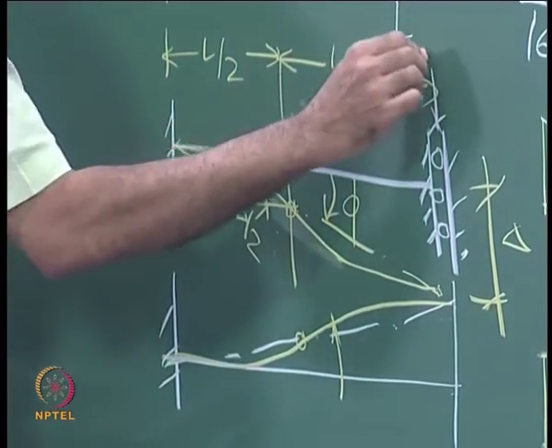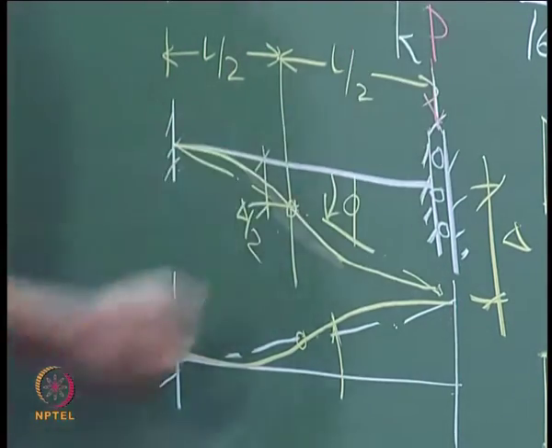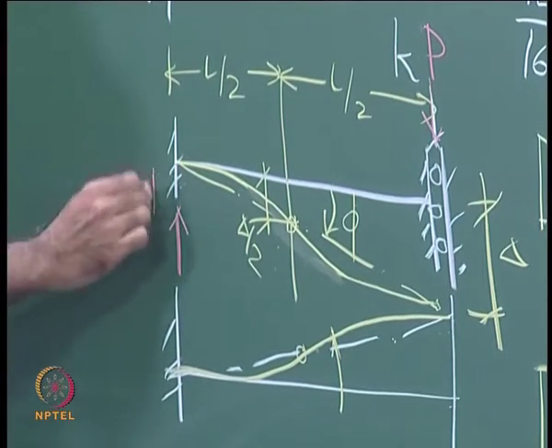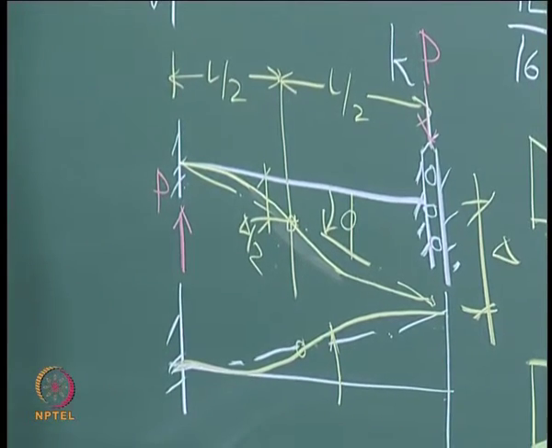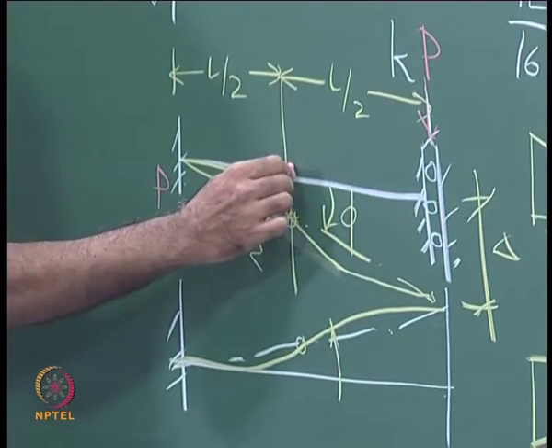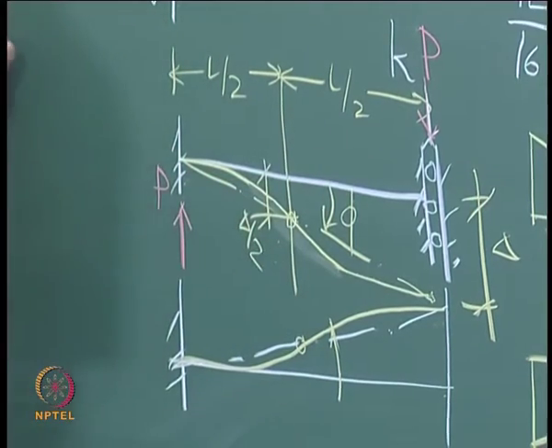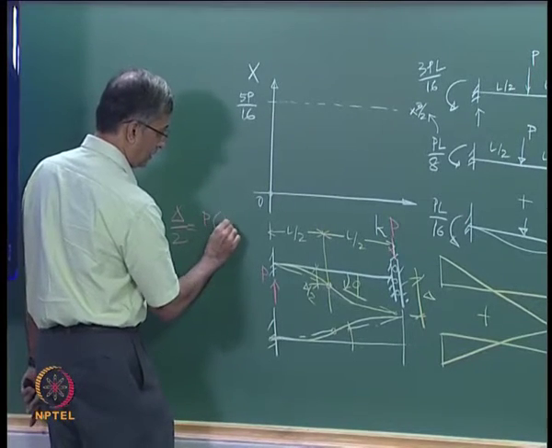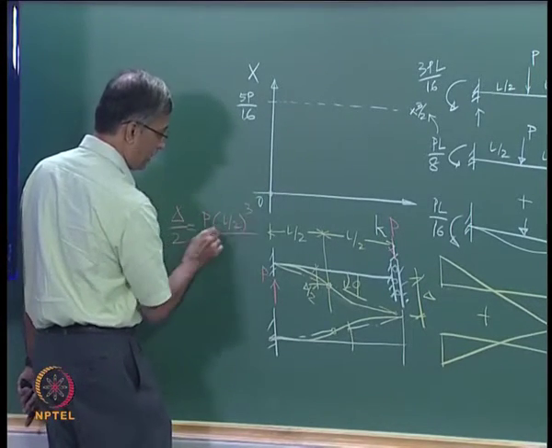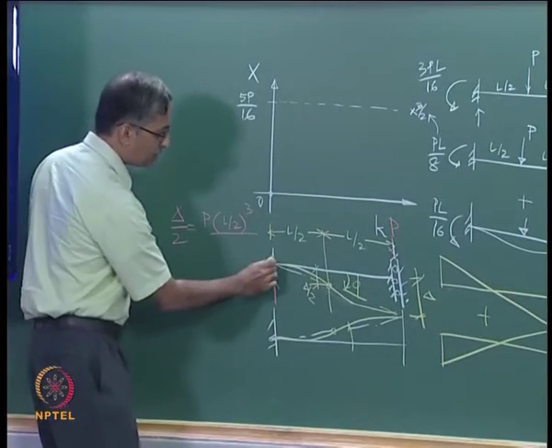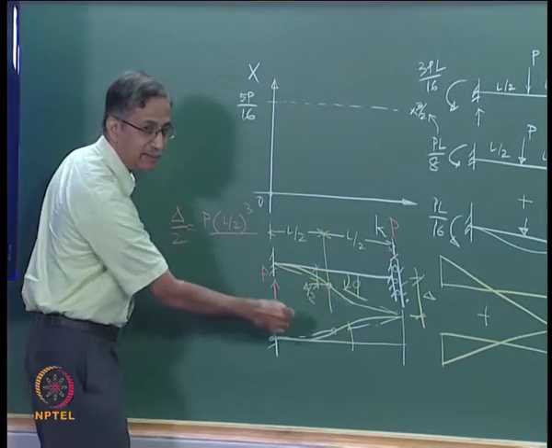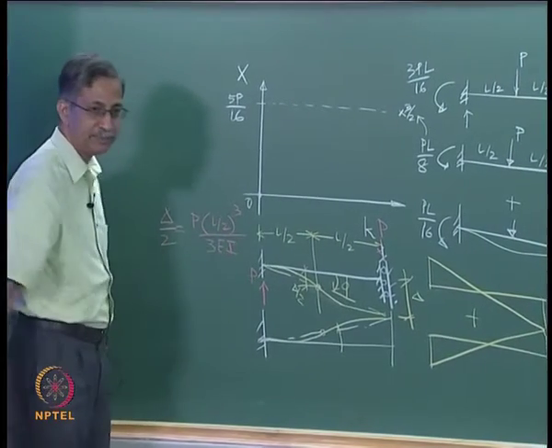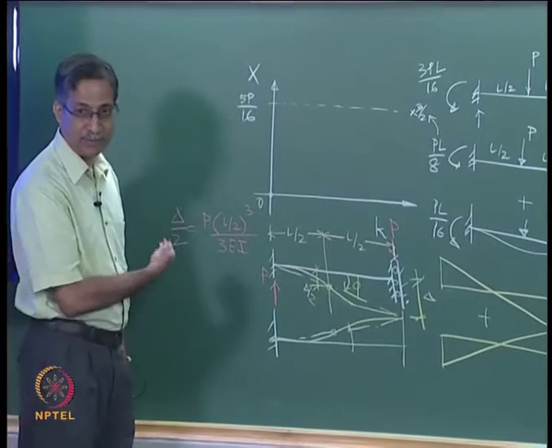So let us say this force here is P. Equilibrium demands that this also is P, right? And what do you think this deflection is? Delta by 2 will be P into L by 2 the whole cube by, it is a small cantilever, right? I can cut it there, by 3I. It is a clever way of solving the problem.